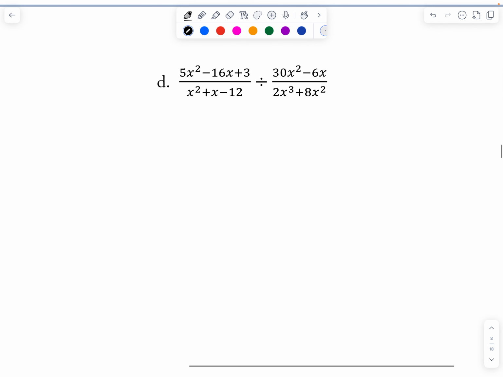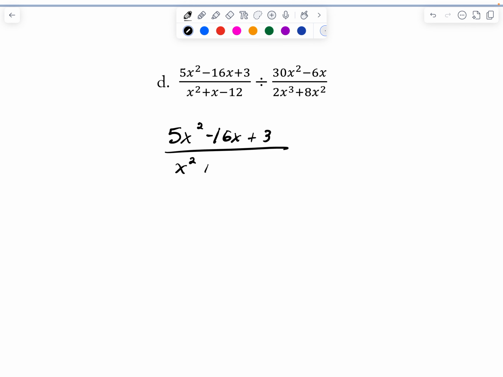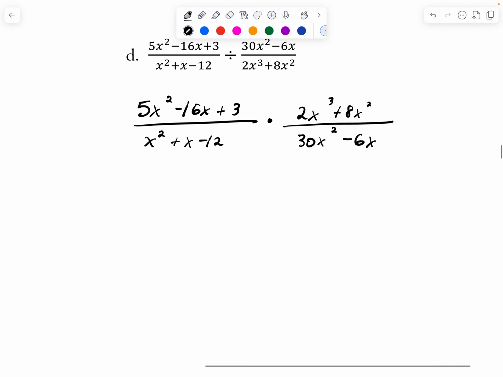Okay, D. Whenever you see division, the first thing you want to do is rewrite it where you copy the first expression, and then the second fraction I'm going to change to be the reciprocal, because dividing is the same as multiplying by the reciprocal. Okay? Now again, I'm not going to actually do any multiplying here. I'm just going to do factoring.